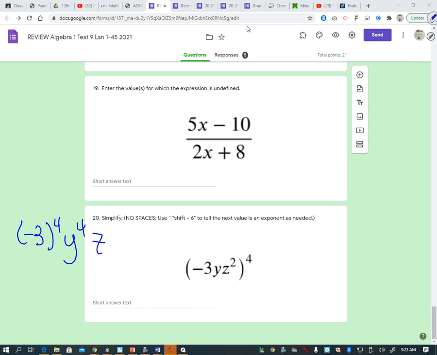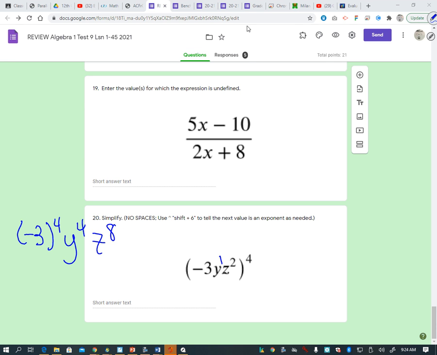You're all wrong. 8. Because when I'm taking an exponent to an exponent, what do I do between exponents? Multiply. That's why y was to the fourth, because 1 times 4 is 4, and 2 times 4 is 8. So I've got negative 3 to the fourth, y to the fourth, z to the eighth. Okay?